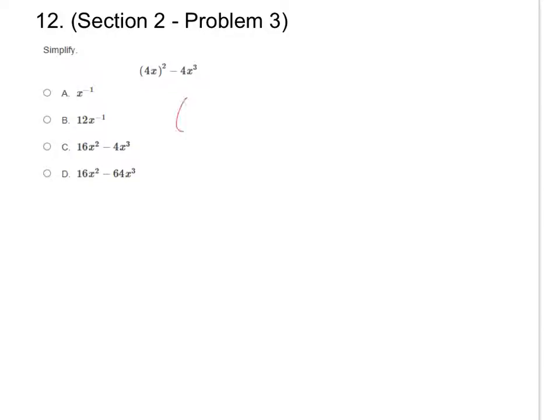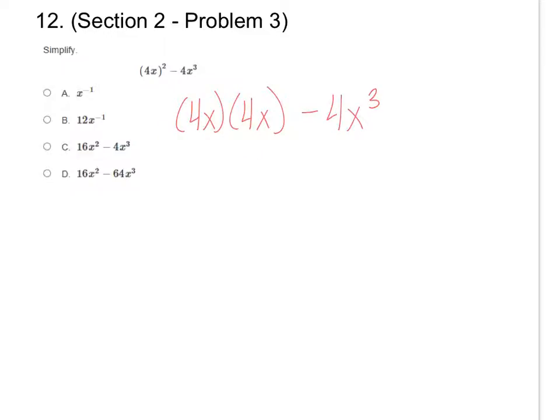What that really means is 4x times 4x, because you're multiplying 4x by itself 2 times. And then you're subtracting 4x to the third power. In this term, the only thing you're raising to the third power is the x. So this is really the same thing as 4 times x times x times x. So this I could also rewrite a little differently.